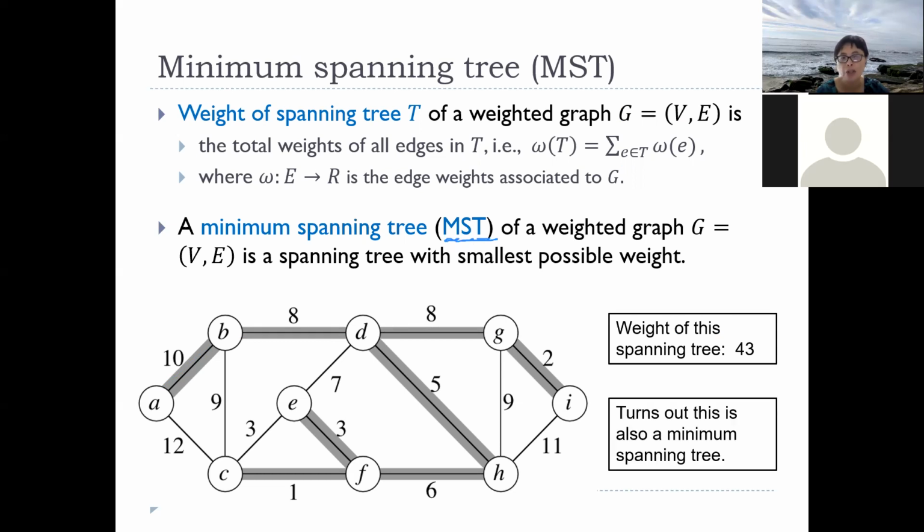It turns out that in this example, this tree is also the spanning tree with the minimal possible weight. For example, if you remove this edge from the spanning tree and then add this one instead to connect all the nodes, then the weight would be higher. The weight would be 45 instead of 43.